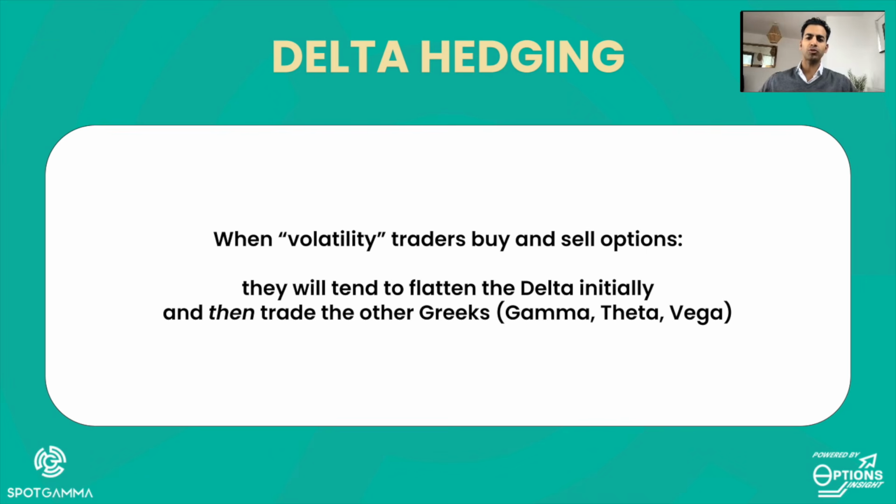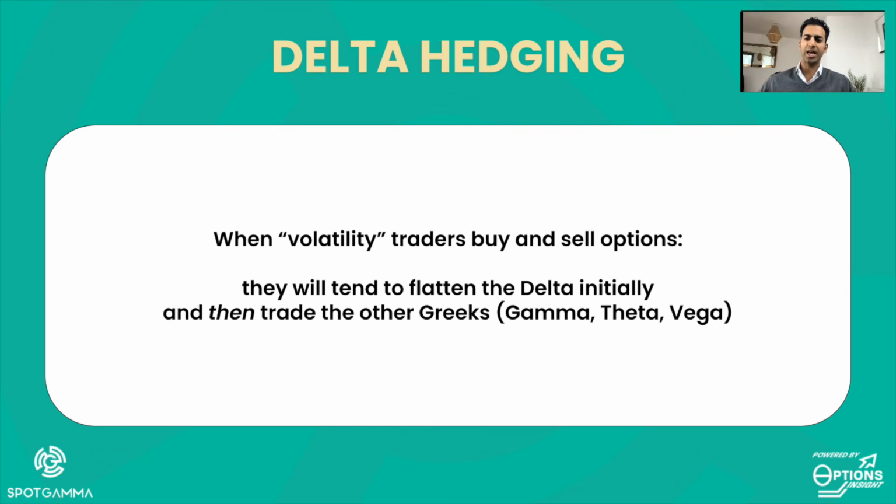When an options or volatility trader buys or sells options, they will tend to flatten the delta initially, or neutralize it, by either buying or selling shares in the correct amount. The P&L of the shares position will perfectly offset the part of the options P&L that is due to the move in the stock price in either direction.